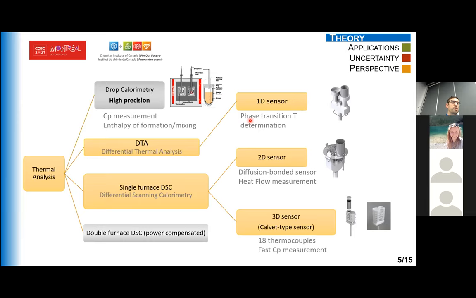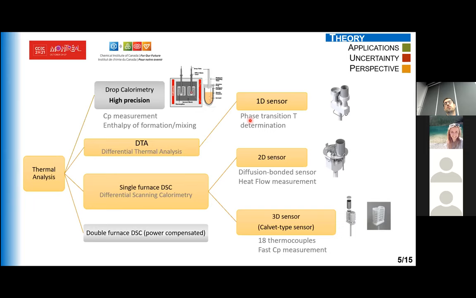So drop calorimetry, which is a really interesting technique, but takes time and is really expensive to purchase, is one of the methods that you can use to really quantify the CP of different intermetallics or chemicals, as well as the enthalpy of formation, enthalpy of mixing. So this is a really important equipment, but it's not the focus of the talk for today.